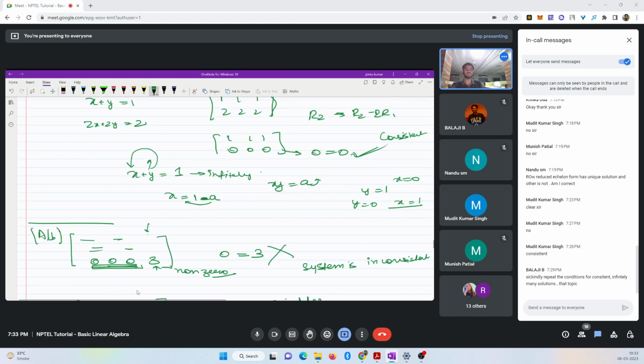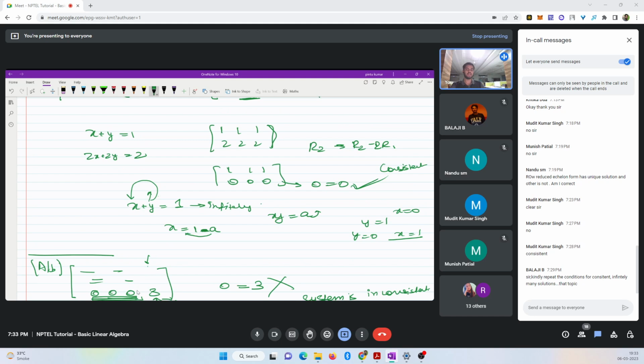As in our example, we had two variables, but the number of pivot elements was only 1. So for the other variable, because we didn't have any condition on y, we had to choose it arbitrarily. Then we got infinitely many solutions. Is it clear, Balaji? Yes, sir.